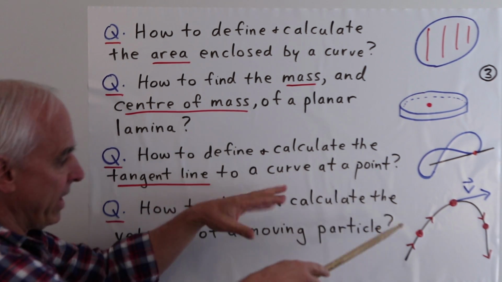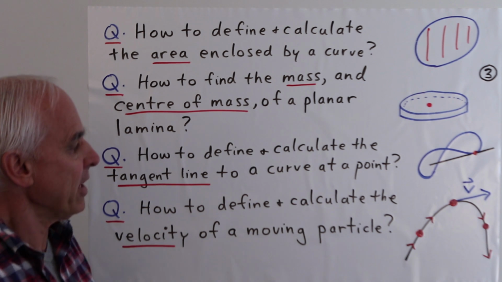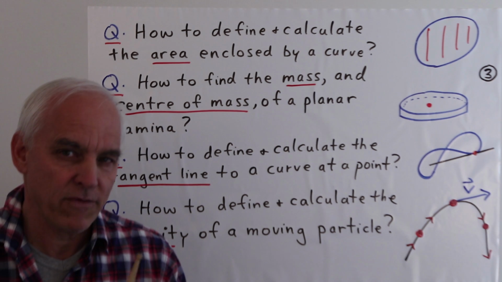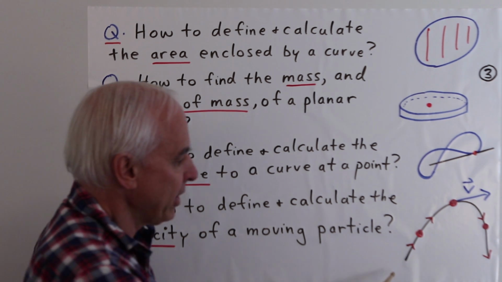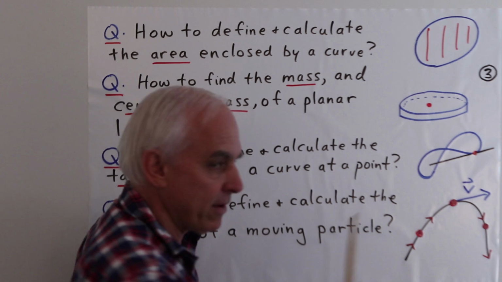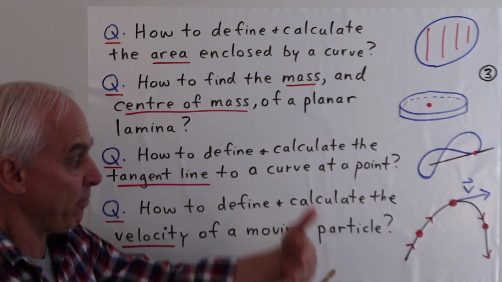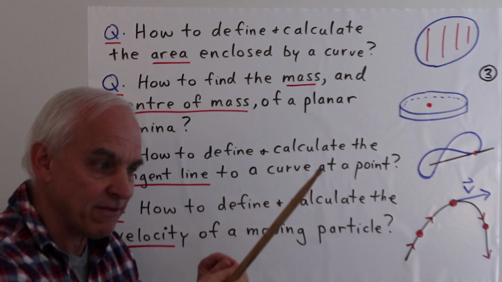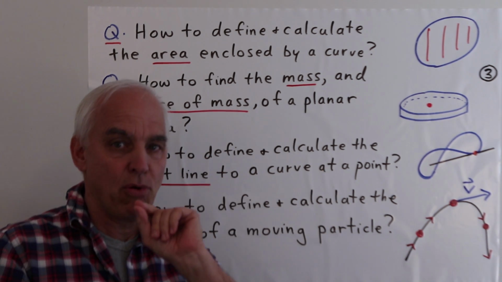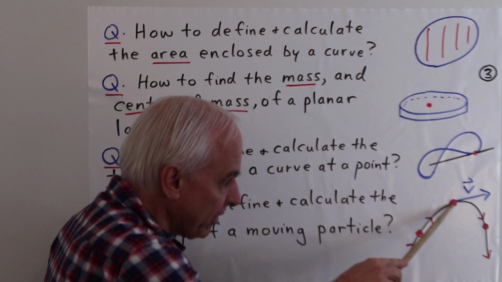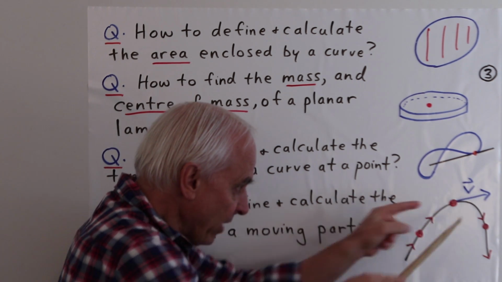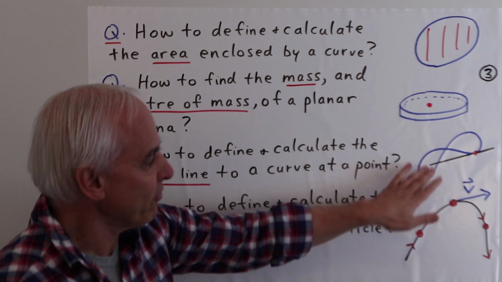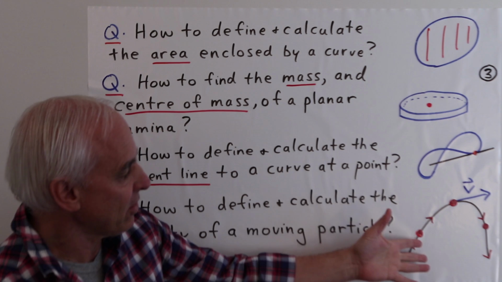That's a geometrical problem, and a related kind of physical problem is, how do you define and calculate the velocity of a moving particle? So here's a particle that's moving in space, or perhaps in the plane, and at some particular point we might want to talk about its velocity at that particular point. So right here the particle is going in that direction, which is a kind of tangential direction, so it's obviously related to this kind of question, but it's a physical analog of it.